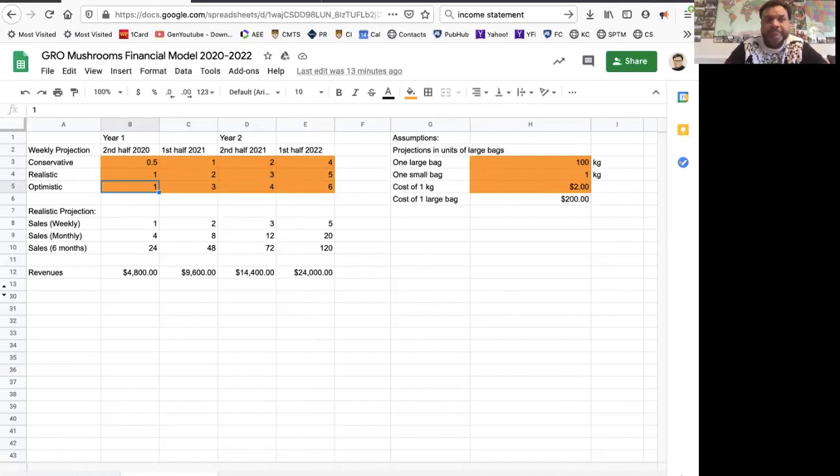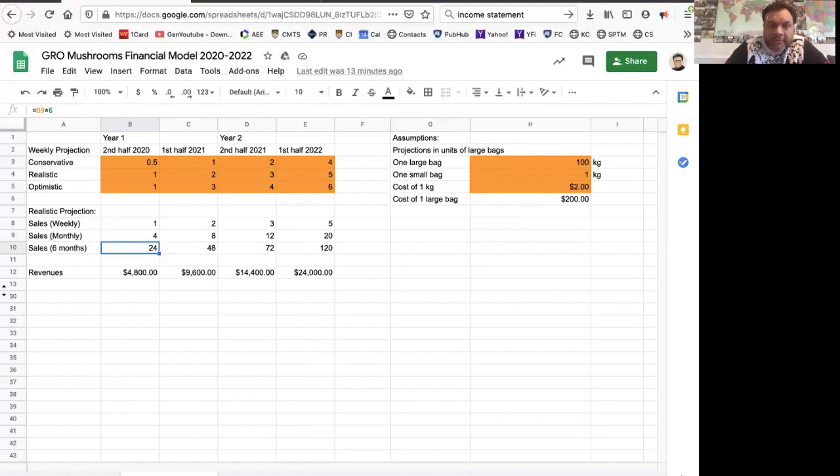Okay, that's important. These are estimations. We said, okay, let's go with the realistic projection then, and that is 1, 2, 3, and 5. So on a weekly basis, if we can do 1, 2, 3, and 5 bags of mushrooms, on a monthly basis, we simply multiply by 4. So our sales on a monthly basis is 4, 8, 12, and 20. And on a 6-month basis, it is 24, 48, 72, and 120 bags of mushrooms.